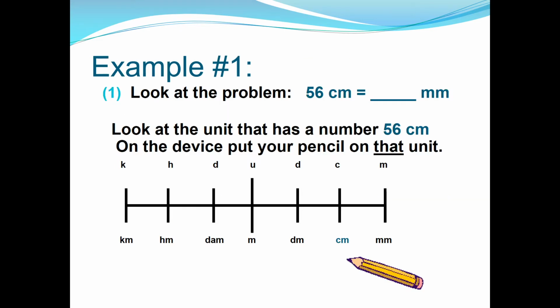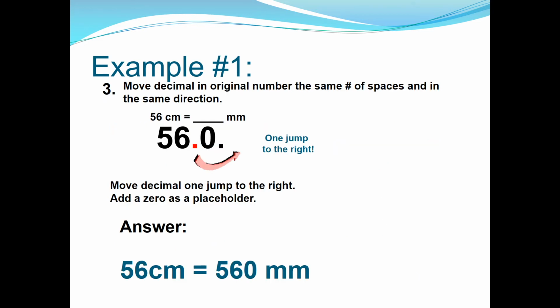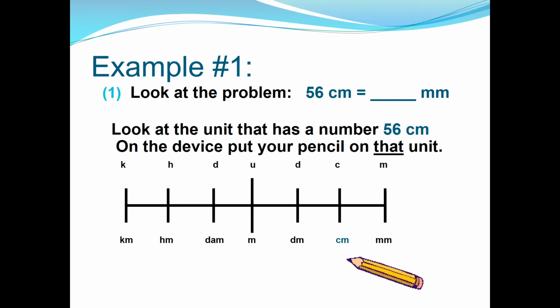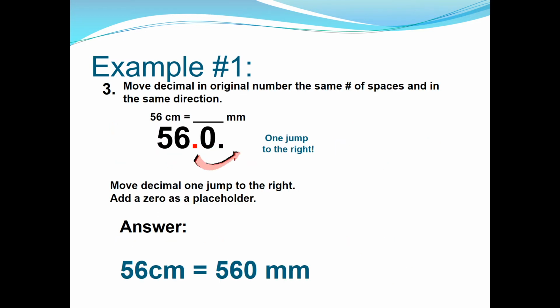So, for example, if you want to convert 56 centimeters to millimeters, look at the unit that has a number, 56 centimeters, and on that device, put your pencil on that unit. So under centimeters, and then move the decimal in the original number the same number of spaces in the same direction. So we're trying to go from centimeters to millimeters, so we move it to the right 1 space.